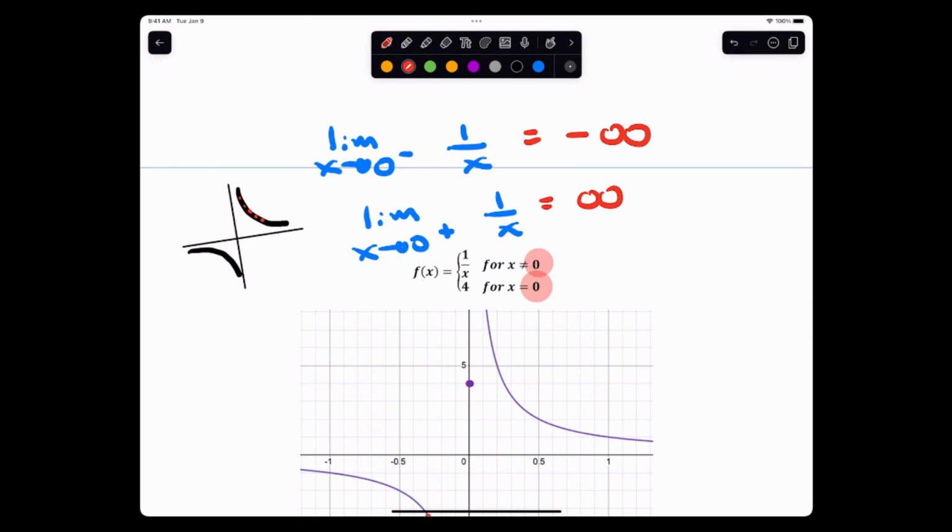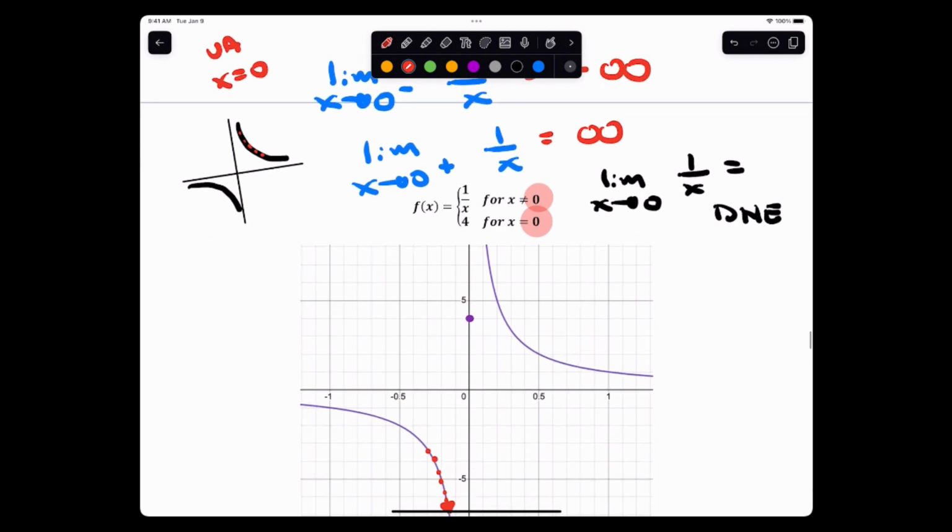So if they go to two different places, we already know, because we've seen it over and over again, the limit as x goes to 0 of 1 over x does not exist, right? All right. But then you said, okay, Mr. Judge, we know this. Vertical asymptotes happen when x equals 0. We set the denominator equal to 0. I know I have a vertical asymptote.